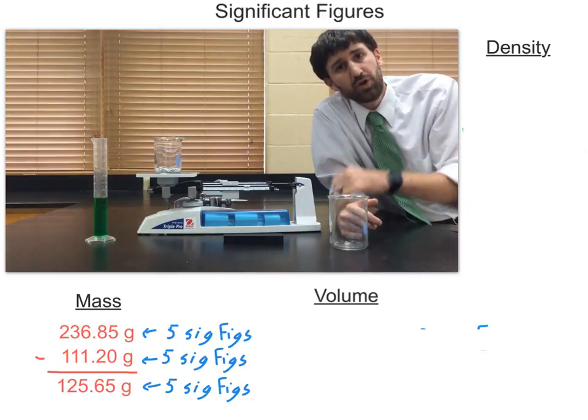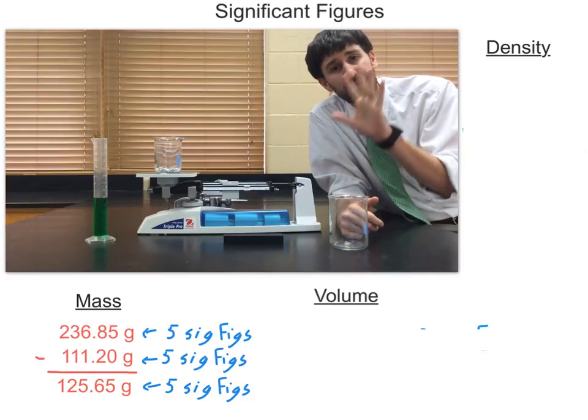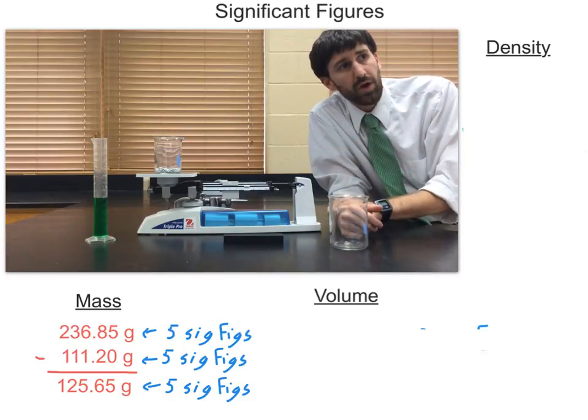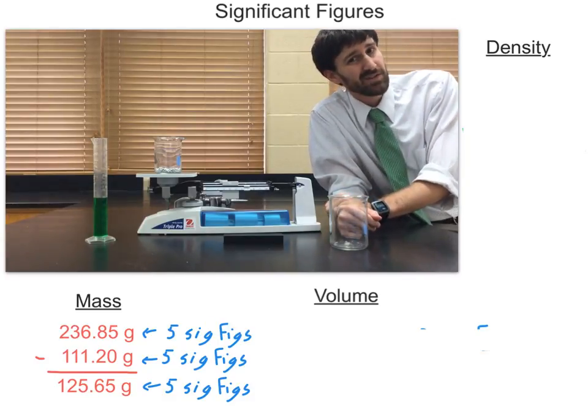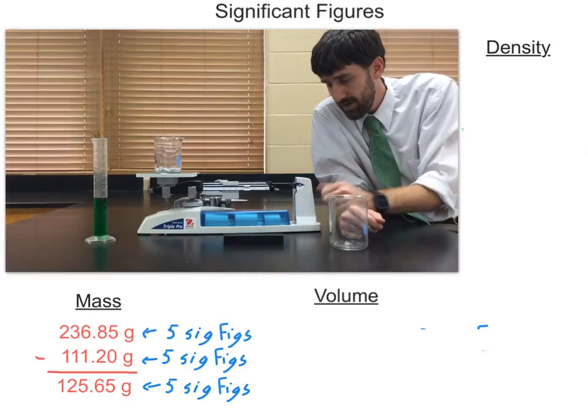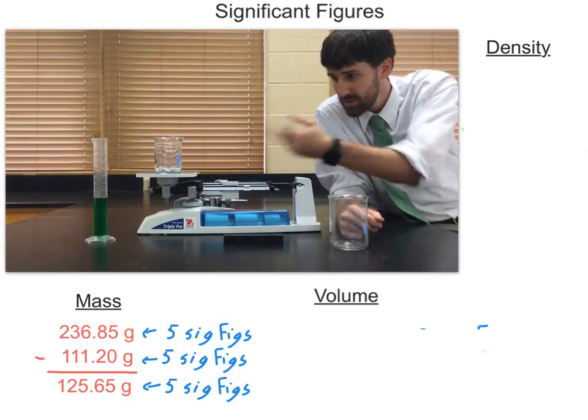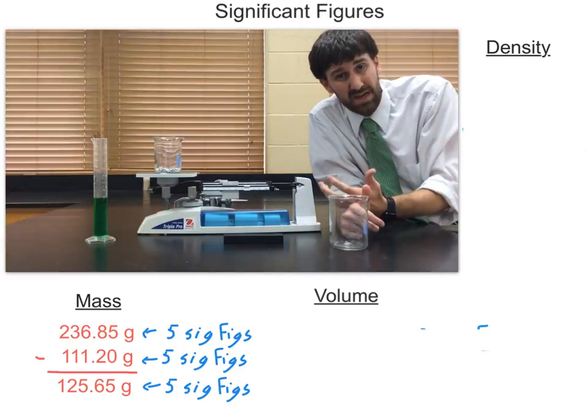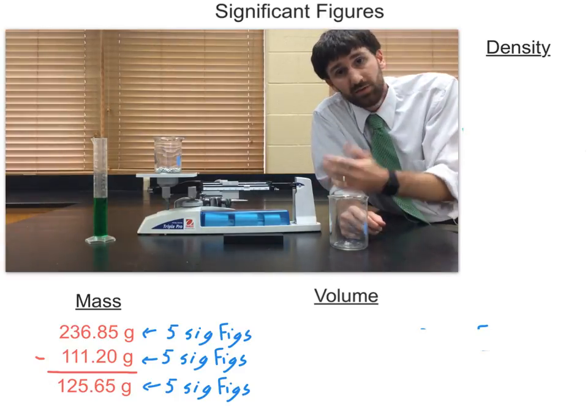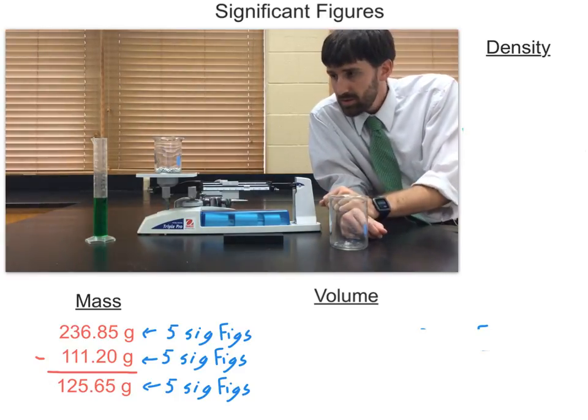And so that's going to go in the numerator there. Once again, that gives me 5 measurable figures, 125.65. I know it to 5 figures. I don't know any more beyond that because my triple beam balance doesn't give me any more details. I'm measuring all the way down to half the smallest tick. So let's now look at the volume.